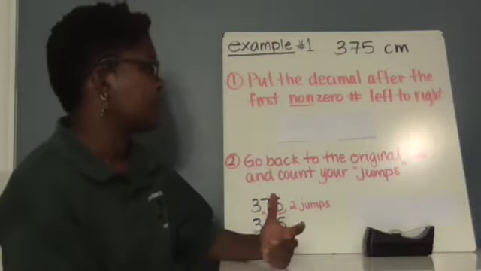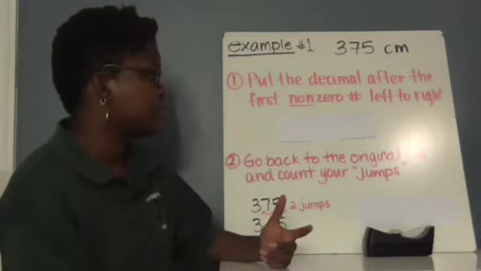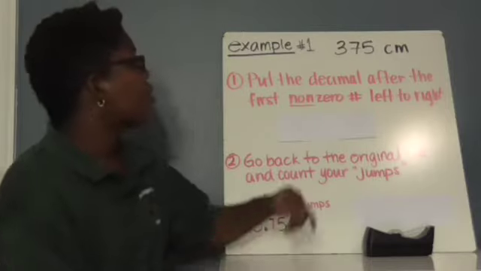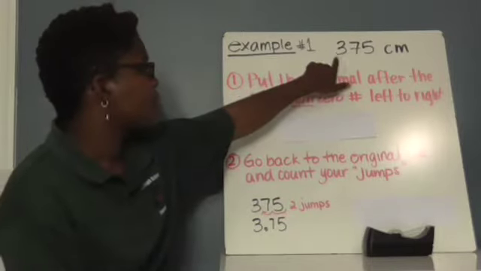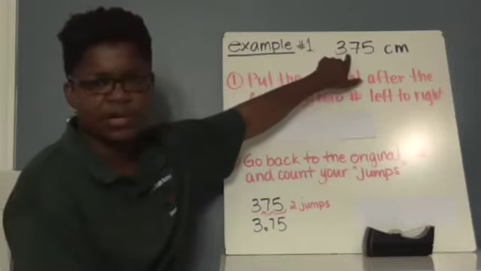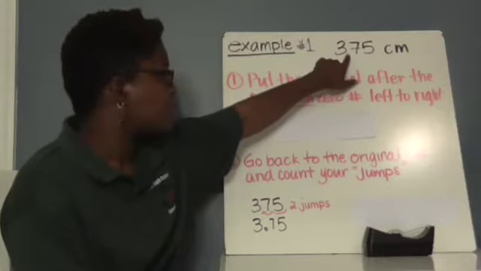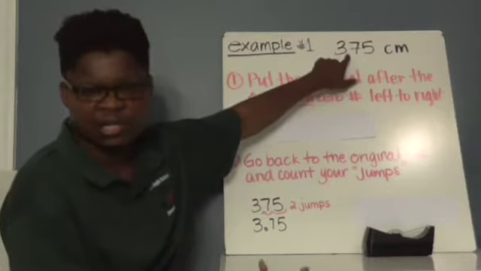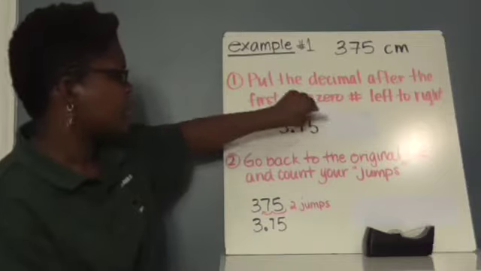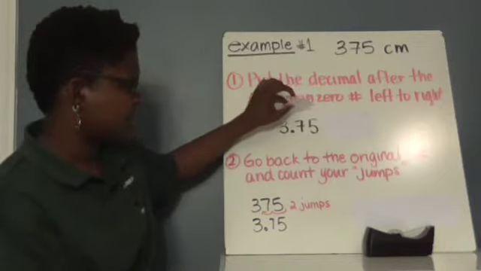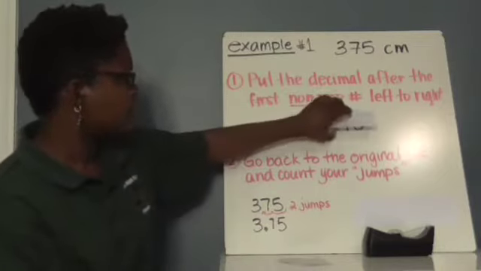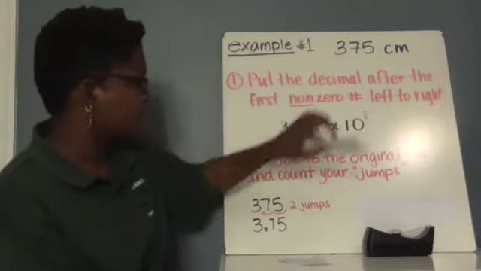First, we're going to put our decimal after the first non-zero number left to right. So our first non-zero number left to right is this 3 right here. So this is where our decimal is going to go. We're going to put our decimal there, and then it'll say times 10 to the something. We're not quite sure what that something is yet. We haven't discussed that part. But if we were to shift that, our decimal would wind up right here.